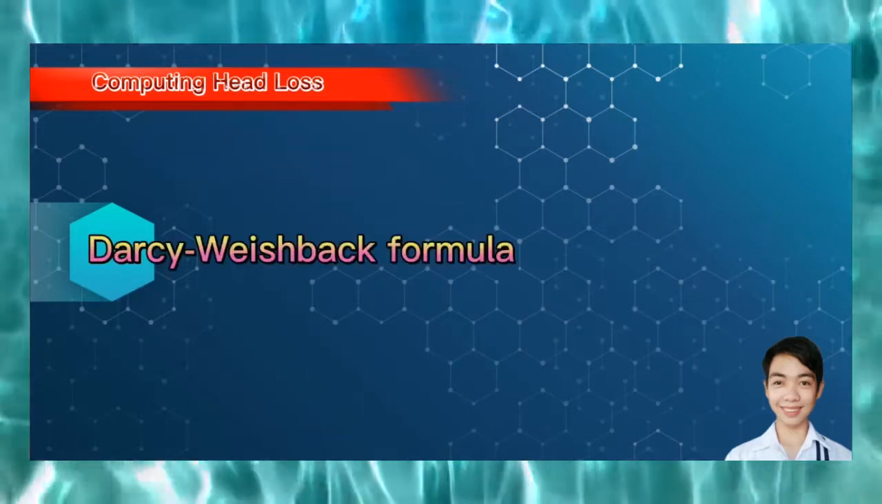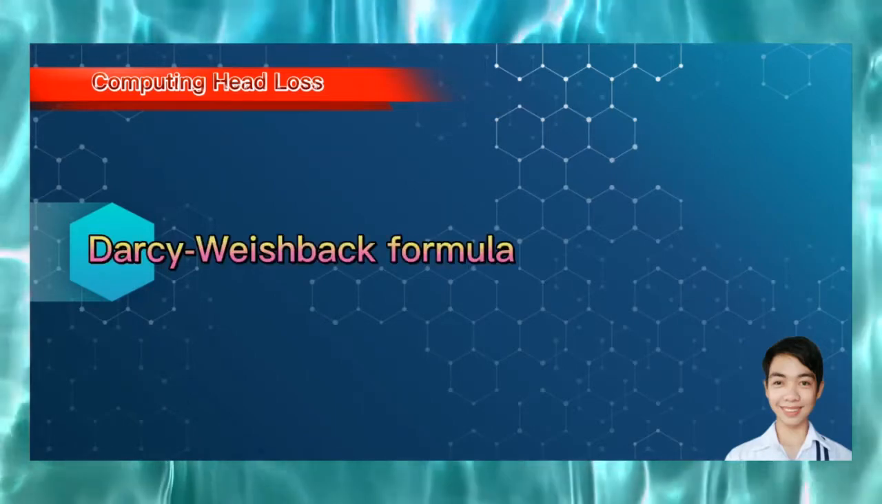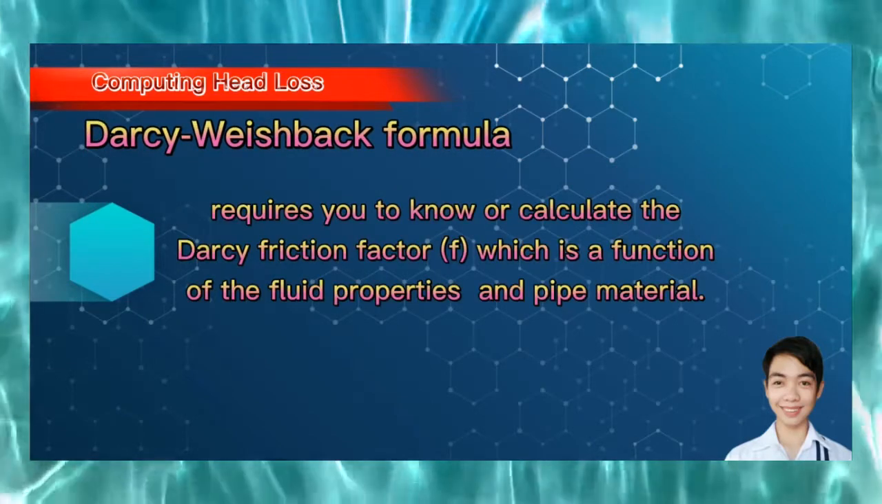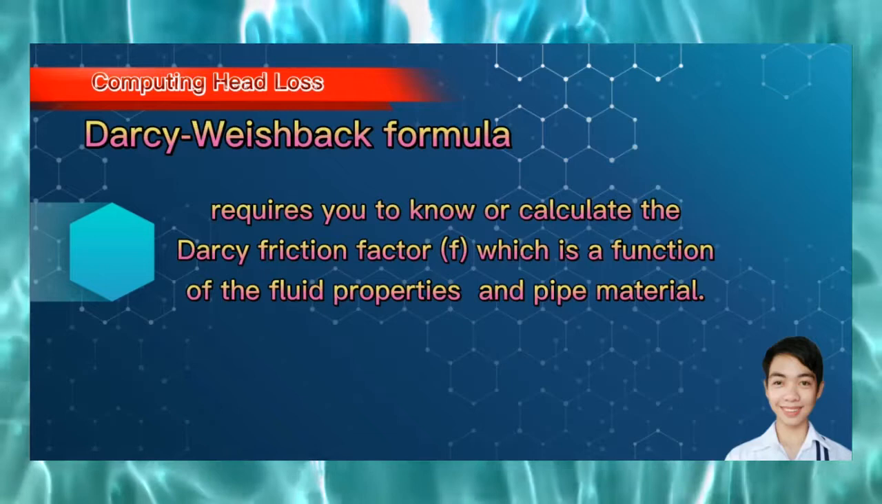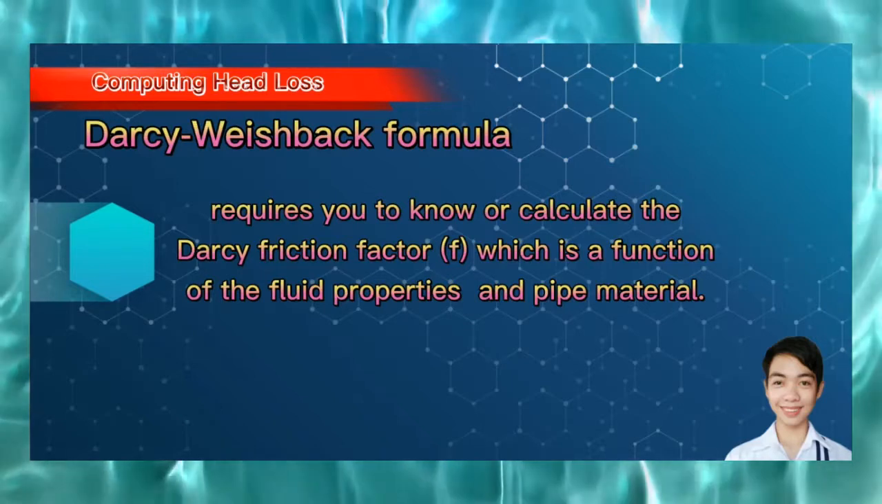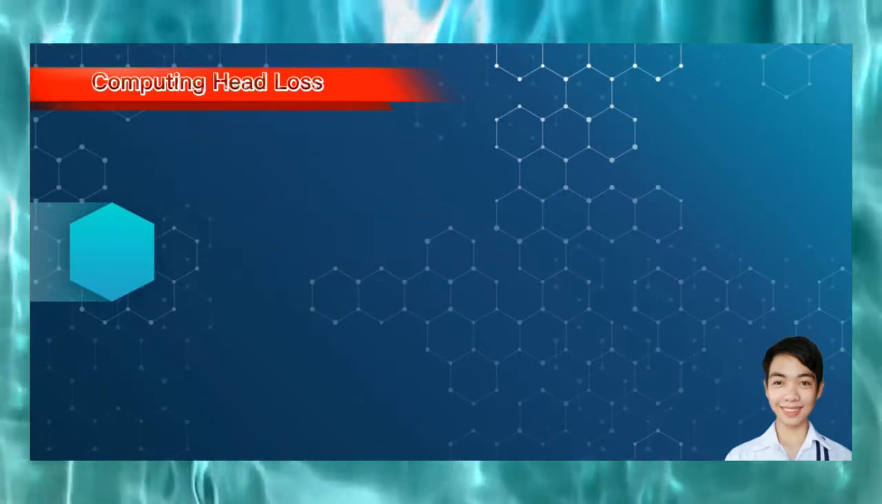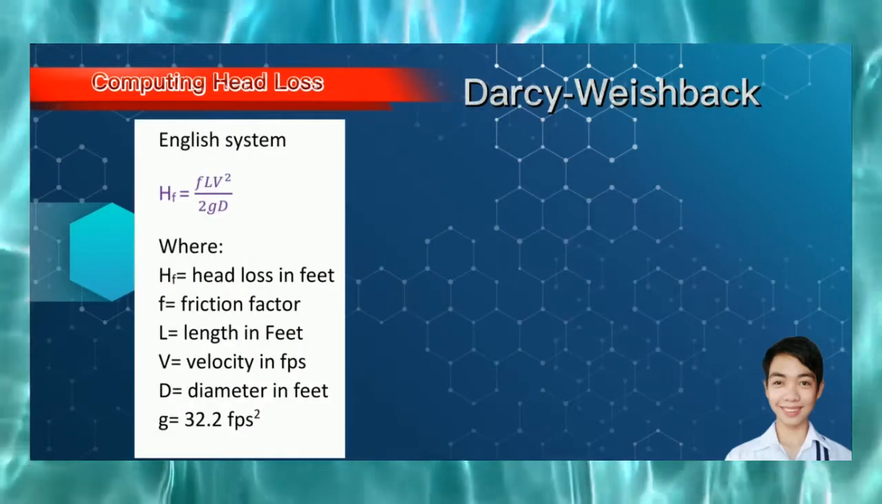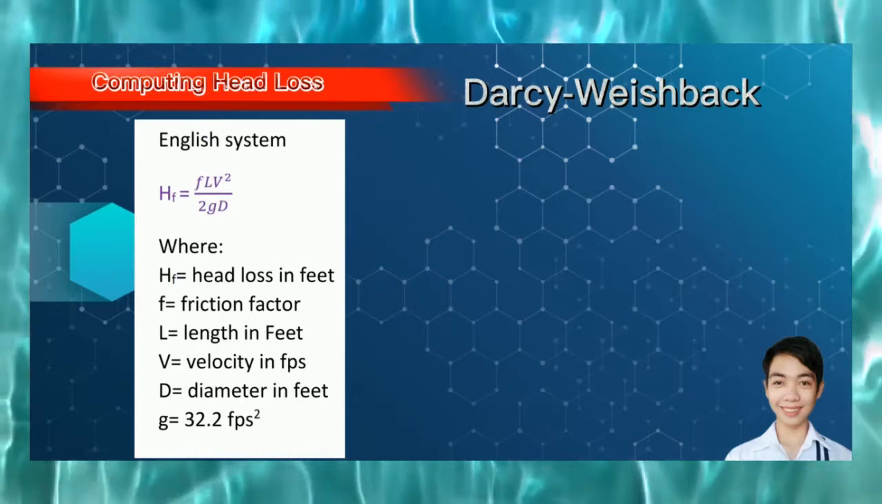First is the Darcy-Weisbach formula. Using the Darcy-Weisbach equation requires you to know or calculate the Darcy friction factor, or f, which is a function of the fluid properties and the pipe material. In English system, this is the Darcy-Weisbach formula, where g is 32.2 feet per second squared.